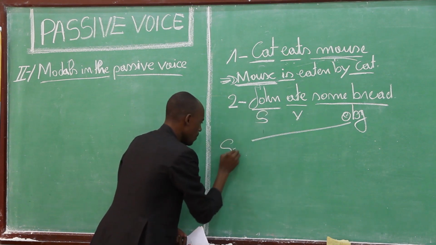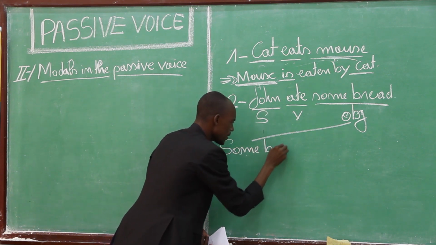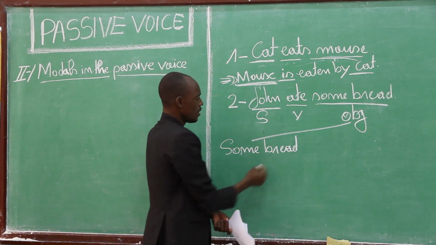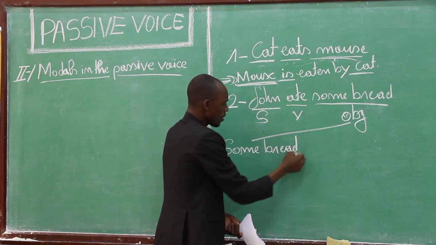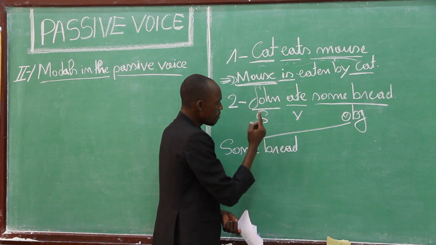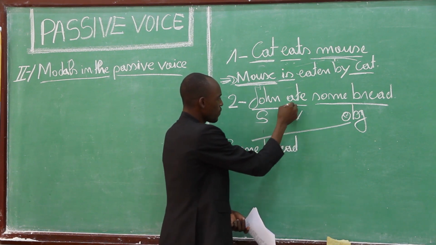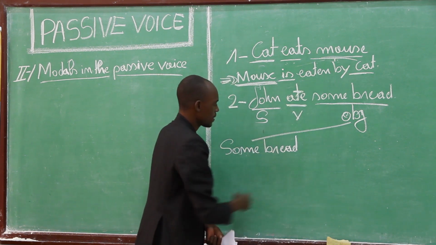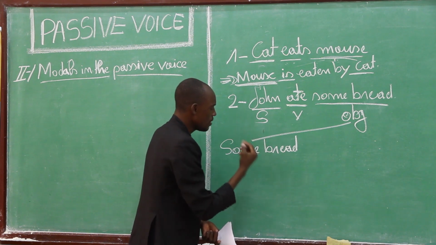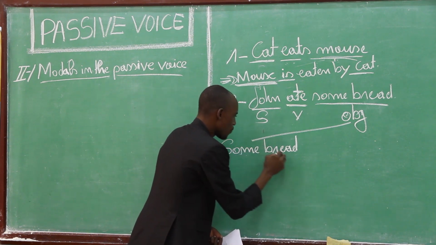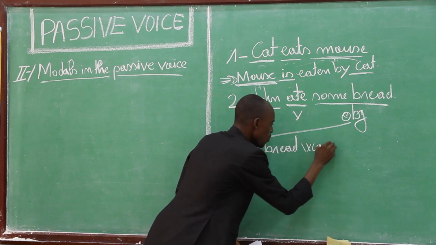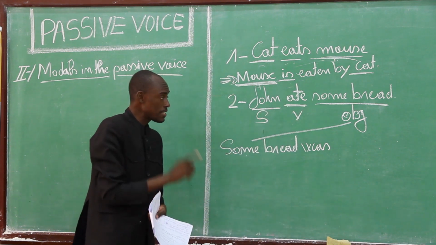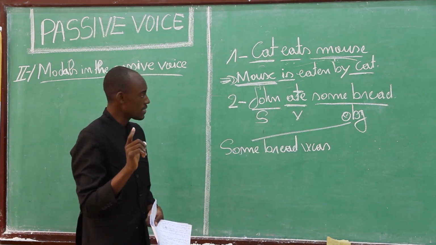We have some bread. And after the subject, we put the auxiliary to be. And we must put here the auxiliary to be, but this auxiliary must be conjugated according to the tense of the verb of the active voice. This verb is conjugated in the simple past, and the auxiliary to be must be also in the simple past. We have some bread was, the auxiliary, followed by the past participle of the main verb in the active voice.